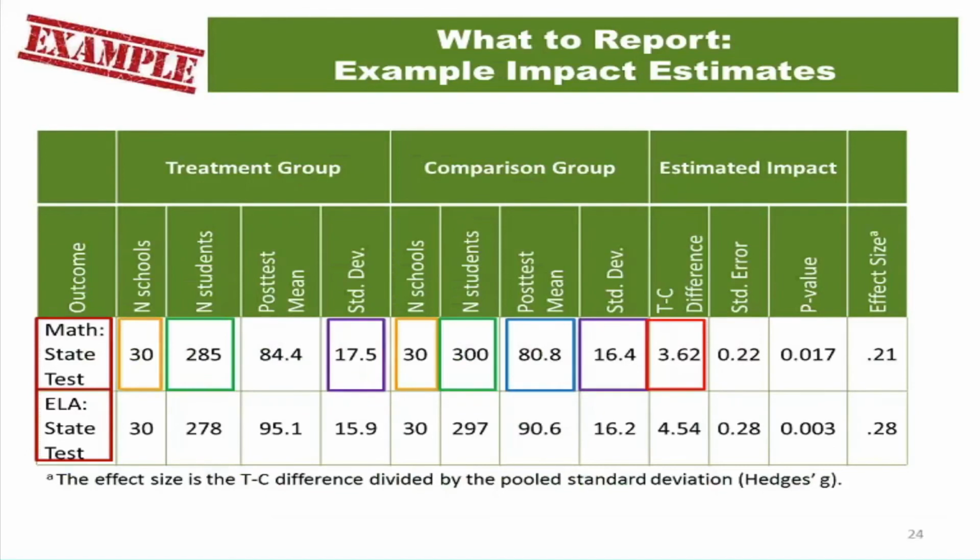It includes the treatment comparison difference in outcomes, which is the impact estimate. That's the parameter estimate from the treatment indicator in the model. The table includes the adjusted treatment group mean, which is the sum of the comparison group mean and the impact estimate. The table includes the standard error of the impact estimate and the p-value from the test of the effect of the impact. And also in this table, the standardized effect size is included, which is calculated by dividing the treatment comparison difference by the pooled standard deviation.